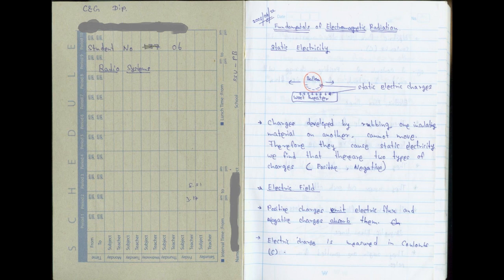Example: suppose you take 1 coulomb of charge, how much flux will it emit? 1 coulomb of flux. The flux emitted is the same as the charge contained in the material. So 1 coulomb of positive charge will emit 1 coulomb of electric flux.